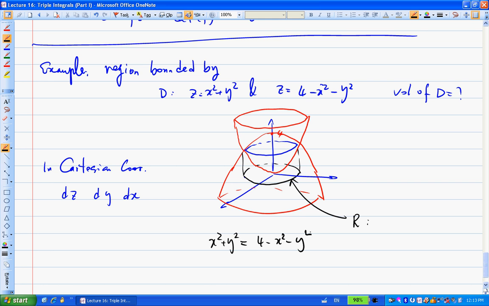So then, what's my circle here now? You move this over there, so you get 2x squared plus 2y squared equal to 4. Then you divide it by 2, so you end up with x squared plus y squared equals 2. So that's a circle with the radius of square root of 2. Good?